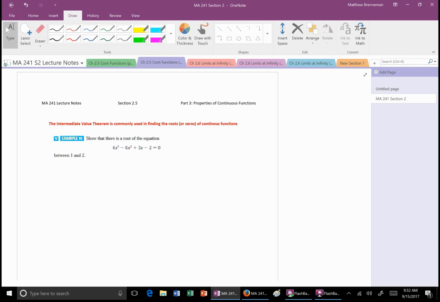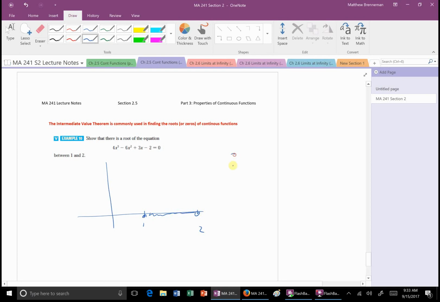This is really complicated. Nobody wants to do it. Okay? So how do we show that there's a root in here? Well, let's look at the function. So first of all, everyone agrees this is a continuous function, a polynomial, continuous everywhere. I'm going to look on the closed interval 1 to 2.